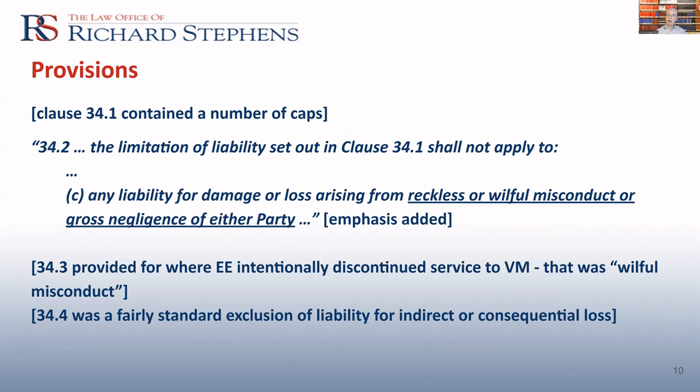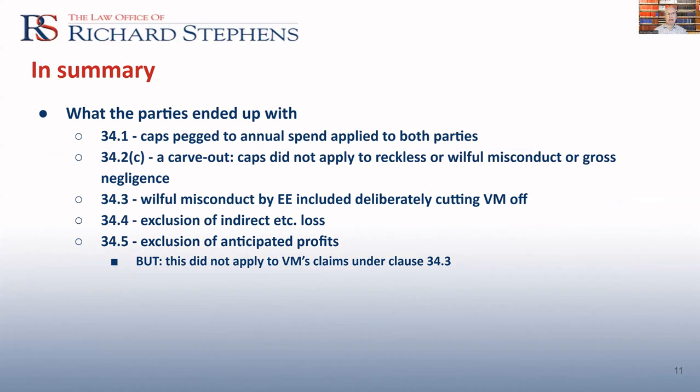34.3 goes on to specify that willful misconduct would most specifically include EE intentionally discontinuing service to Virgin Mobile. And that's the case when Virgin Mobile can sue EE and it will not be bound by the exclusion of loss of profits. The clause went on, fairly standard exclusion of liability for indirect or consequential loss. And of course, then at that stage, we went into 34.5, which is the exclusion of anticipated profits, anticipated savings. So it's quite a complex sort of regime for liability.